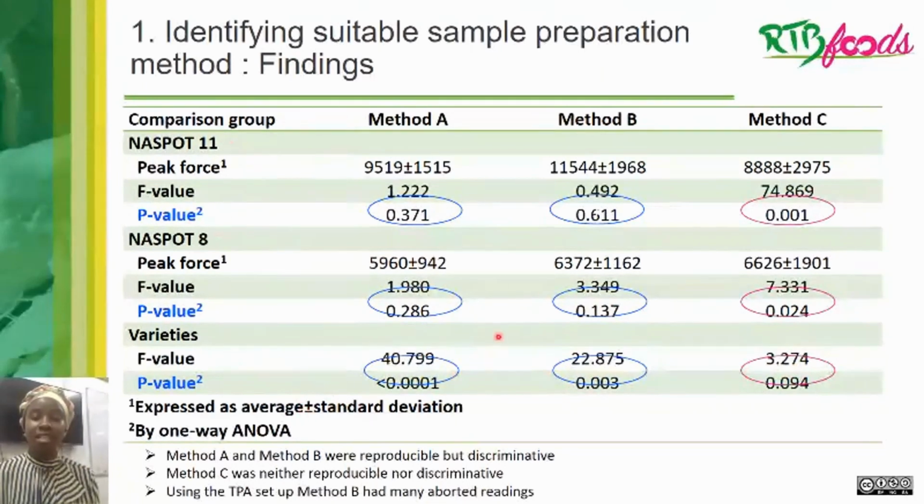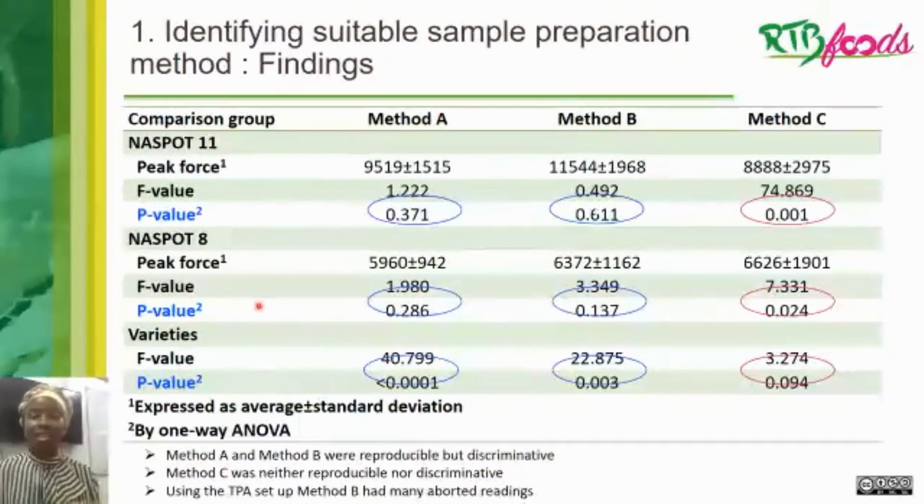And you will notice that method A and method B were both reproducible and discriminative. Method C was not reproducible and not discriminative. So it means that method A and method B are the more preferable methods to take along with us.